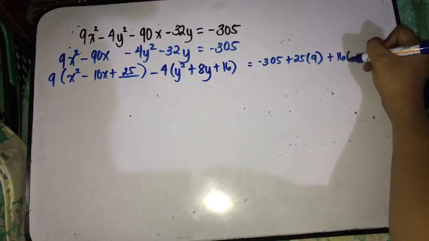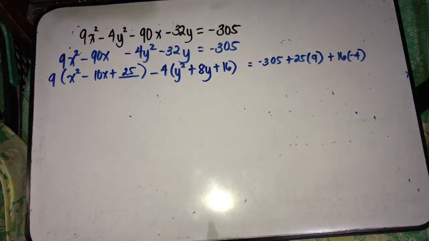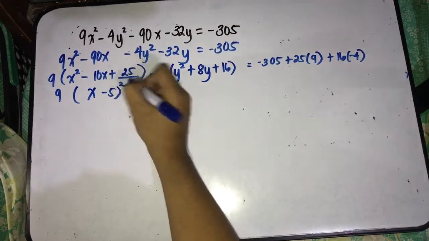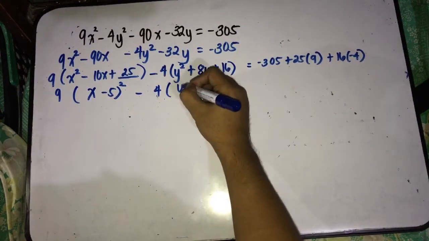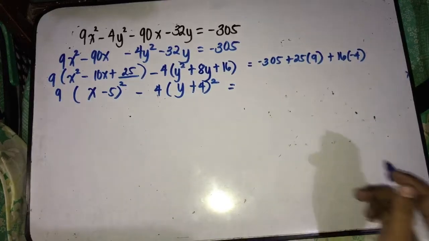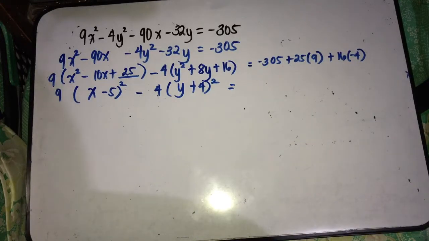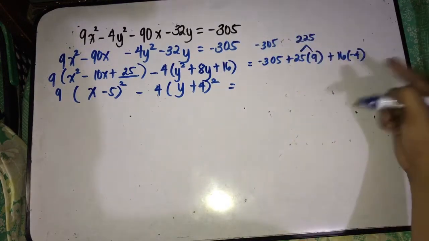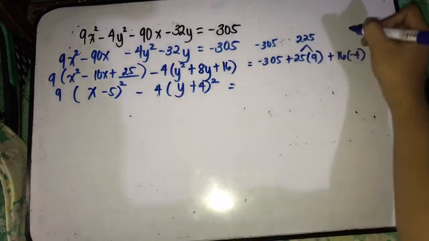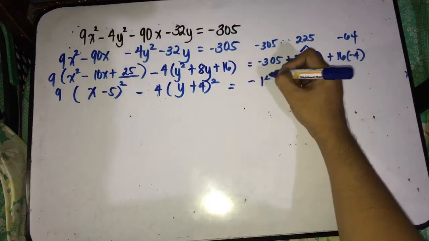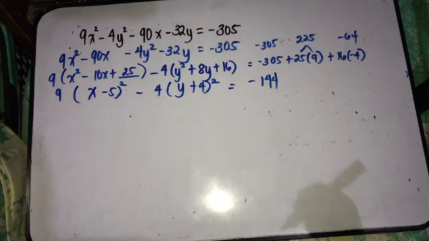So if we add now to the right side, we have negative 305 plus 25 times 9 plus 16 times negative 4. Do not forget the negative 4. Therefore, we'll be having 9 times (x minus 5) quantity squared minus 4 times (y plus 4) quantity squared is now equal to the right side, okay? And that becomes 25 times 9 is 225. That is positive 225. 16 times negative 4 is negative 64. So the right side would be negative 305 plus 225 minus 64 will give us an answer of negative 144.